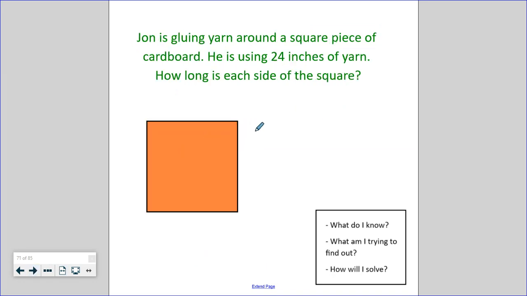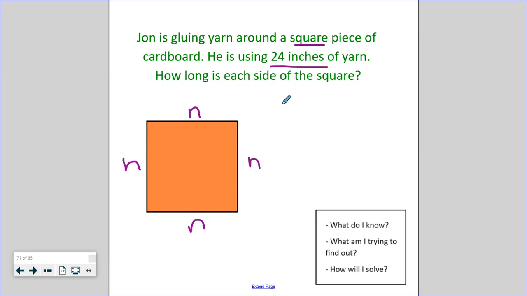Let's try one more. John is gluing yarn around a square piece of cardboard. He is using 24 inches of yarn. How long is each side of the square? Well, we know that squares have 4 equal sides, and we know that all the sides added together have to add up to 24. So this plus this plus this plus this is going to equal 24.